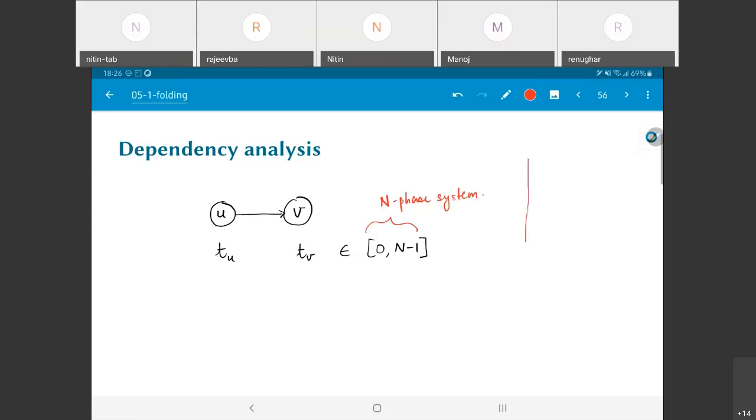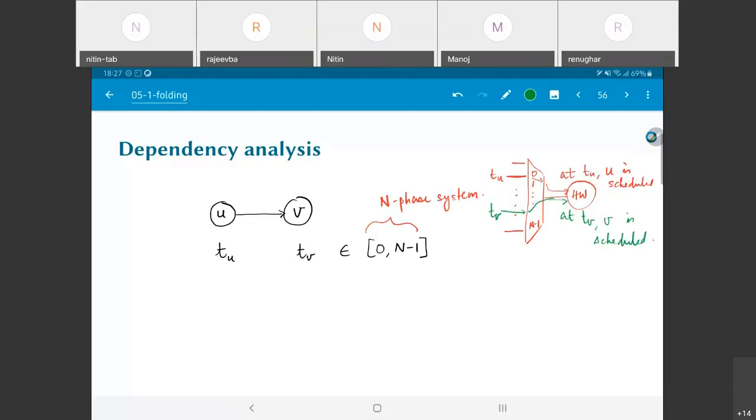Right. So, in other words, I have this multiplexer going 0, 1 up to N minus 1, and there are various inputs coming in, one output. Effectively, this hardware unit that I have over here, in order to compute U, at some time TU, U is scheduled. And at some other time instant, TV, V is going to be scheduled on the same hardware.